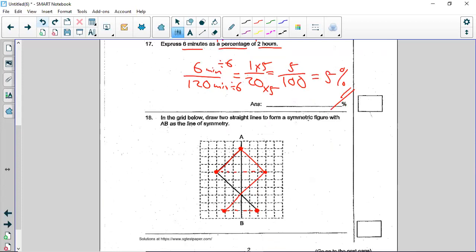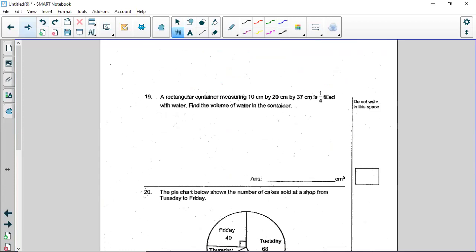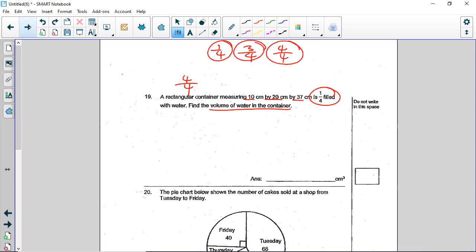Okay, question 17. A rectangular container measuring 10 by 20 by 37 is 1/4 filled with water. Now, every time there's a fraction in volume, that tells you that your whole container is 4/4, and the 3/4 is empty. So can you find the volume of water in the container? Every time there's a fraction in the volume, there is a family. What is a family? If there's a 1/4, there must be a 3/4, and there must be a 4/4. That's why you have a family of fractions every time you see a fraction inside.